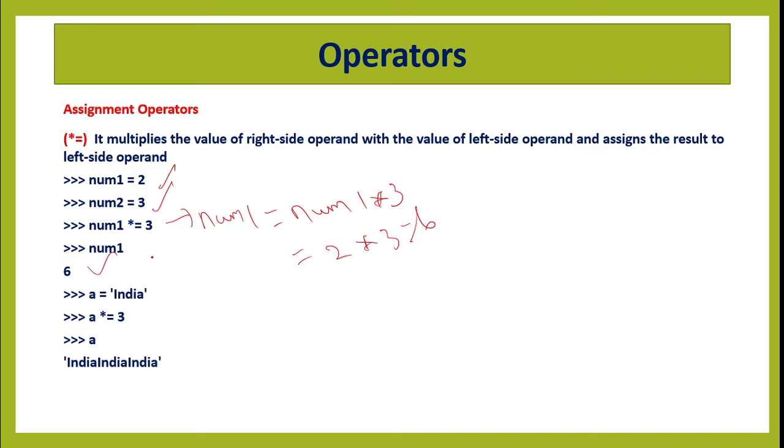Okay. So we know that using the asterisk symbol we can do the repetition operation also. Here we are assigning the string value to the variable a. Then a = a * 3. For doing the repetition operation, the first operand should be the string and the second one should be the integer. This one prints the value of a 3 times. So that is India, India, and India.